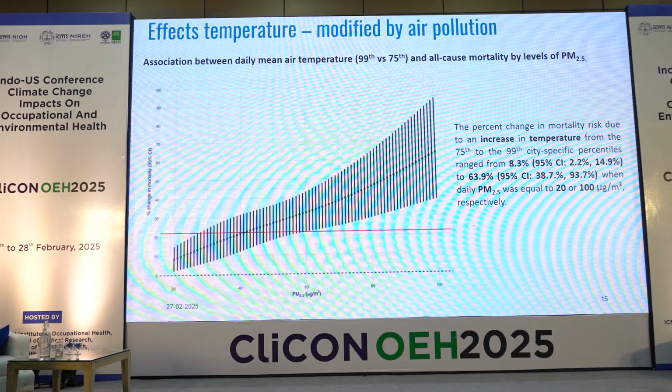This is the relationship of temperature and how it's modified by air pollution. The percentage change in mortality risk due to an increase in temperature from the 75th to 99th city-specific percentile was around 8%. But with daily PM 2.5, it goes up to almost 63%. So clearly air pollution modifies the effect of temperature. So we need to tackle both in the realm of climate change.